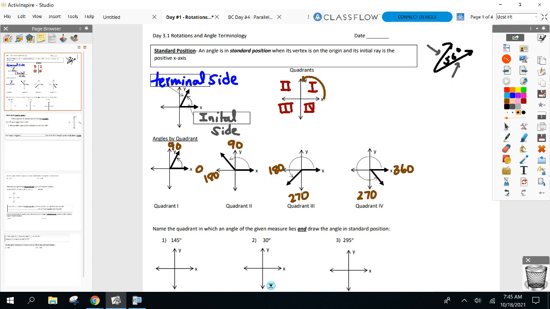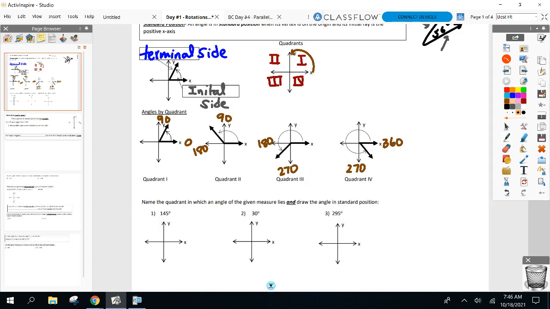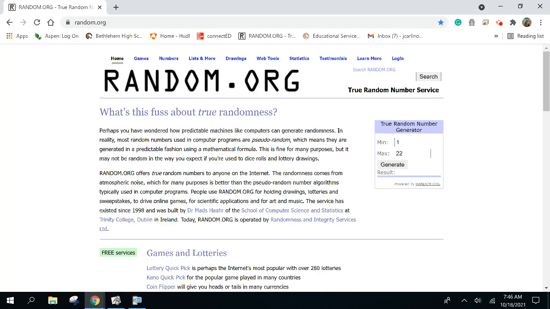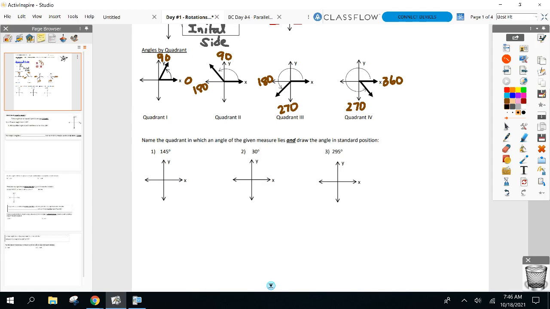Let's start with basic stuff right now, because I'm going to get challenging at the end. I'm going to give you a degree measure. I want you to name the quadrant and draw the angle. So I have an angle of 145. Name the quadrant where 145 would be. What quadrant am I in? Let's go slow here. Sarah, what quadrant am I in? Good job. So I'm in quadrant 2. So I'll just put quad 2. Now I'm going to ask you to graph it.